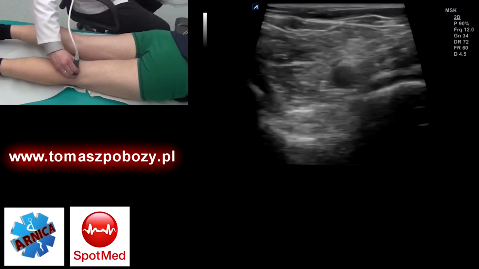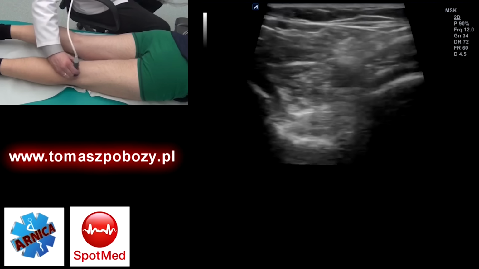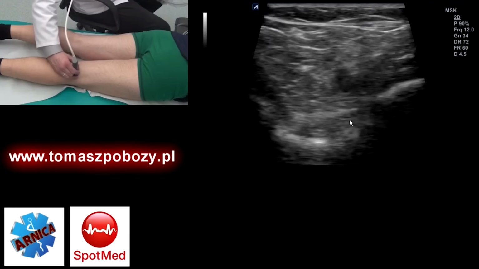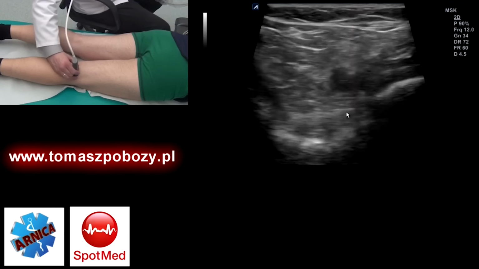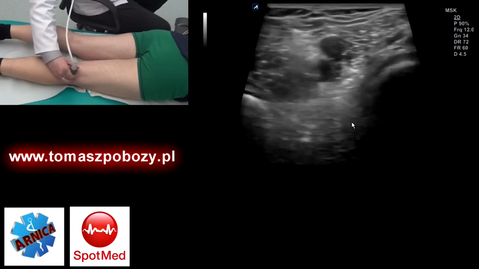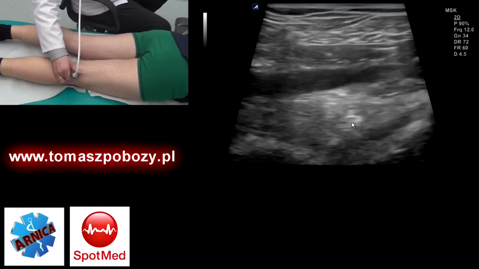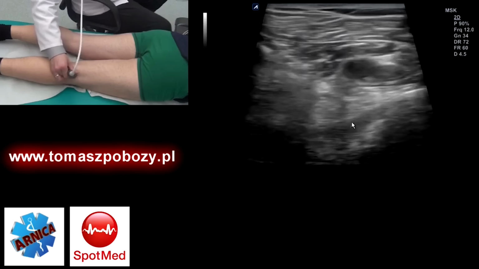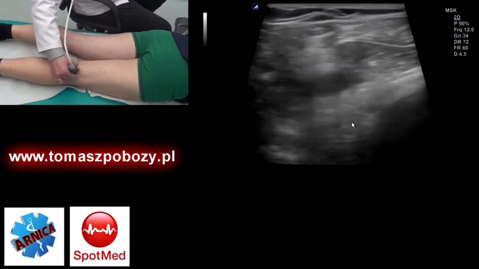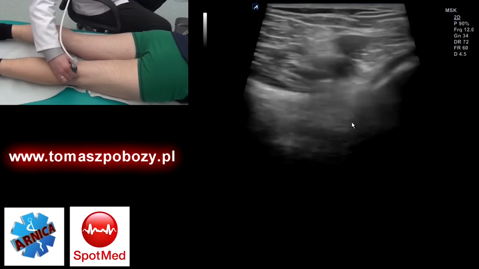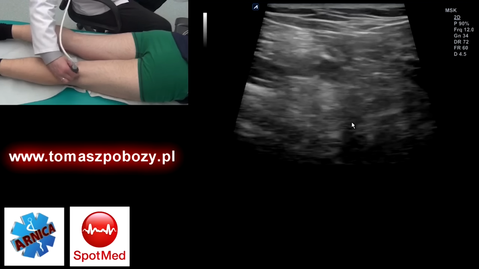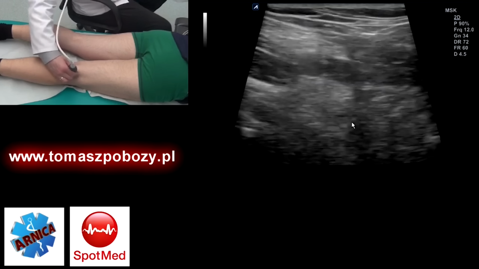In transverse view, we evaluate the proximal attachment of the anterior cruciate ligament. When injured, this region shows a hypoechoic area. Here we can see the normal appearance of the attachment and surrounding tissues. By positioning the probe longitudinally, we attempt to visualize the anterior cruciate ligament in longitudinal view. In this region, it's not as clearly visible as the posterior cruciate ligament, but this is where it is located.